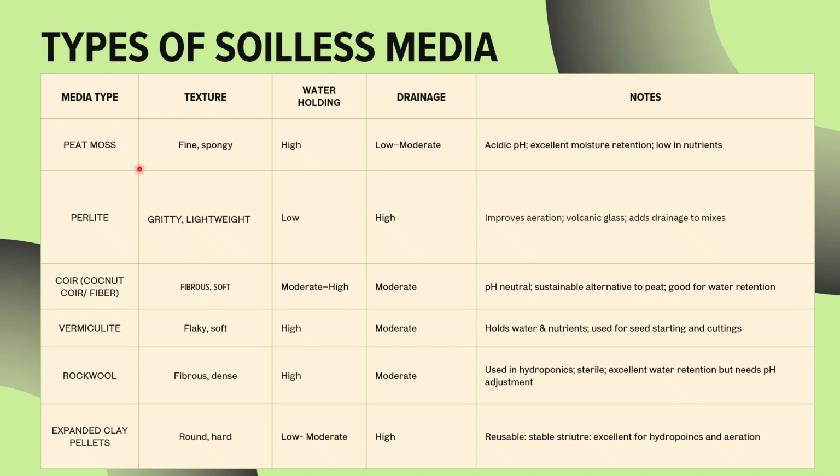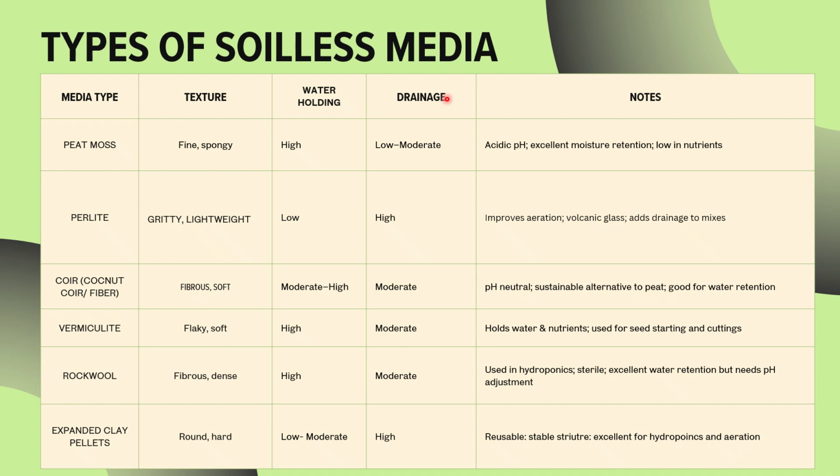Sorry, peat moss. Texture wise, peat moss tends to be soft and spongy. It kind of reminds me of the sponge that you use to wash dishes at home. That's also a spongy texture. It holds water at a high rate. In terms of drainage, it's low to moderate.